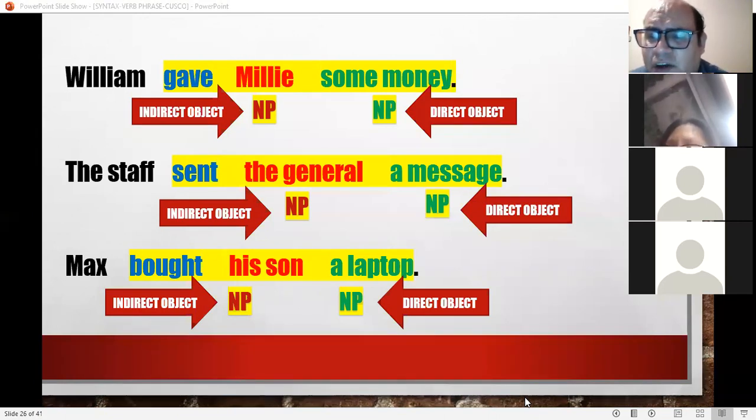Adding indirect objects of a preposition. I can understand, Luis. What do you mean by adding indirect objects of preposition? What do you mean by that? Luis?